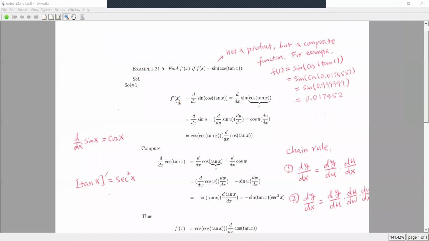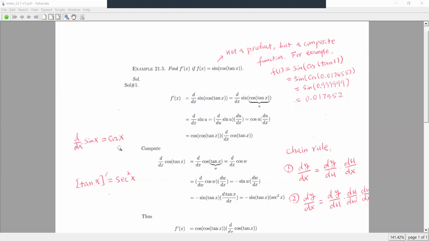Now, take derivative on the function f. The function is quite complicated. To simplify the function, I denote cosine of tangent of x by u. Then the function is reduced to sine of u. To compute this derivative, I want to use this formula.